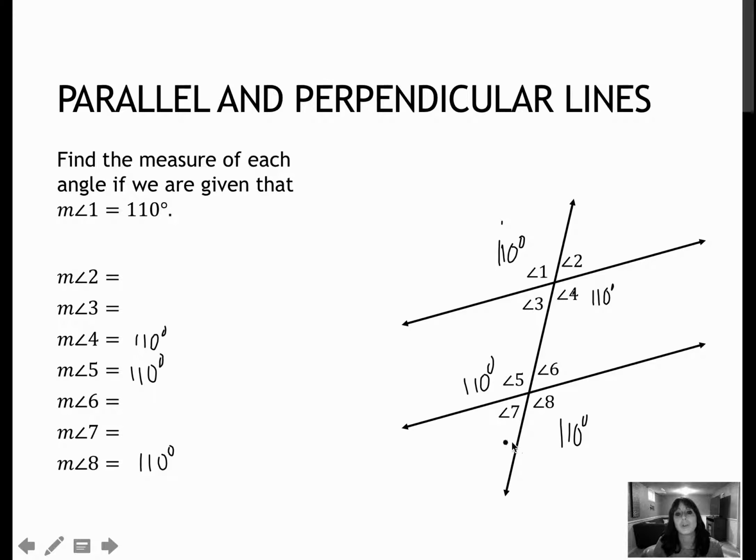How would I find the measure of the other angles? Well, this is a straight line, which is 180 degrees. So that means this must be 70 because these two are supplementary. So angle 2 is 70 because it's supplementary to angle 1. And then of course 3 would also be 70 because it's vertical. And 6 would also be 70 because it's alternate interior. And 7 would be 70 because it's vertical to 6 or alternate exterior to 2 or corresponding to 3, however you want to say it.